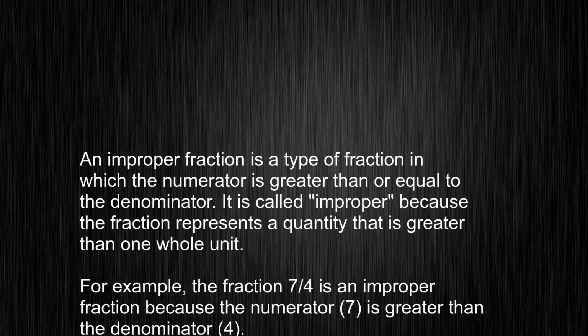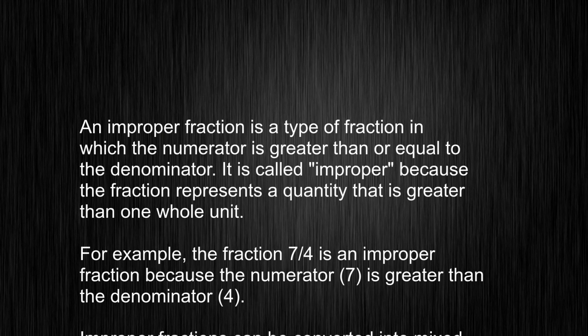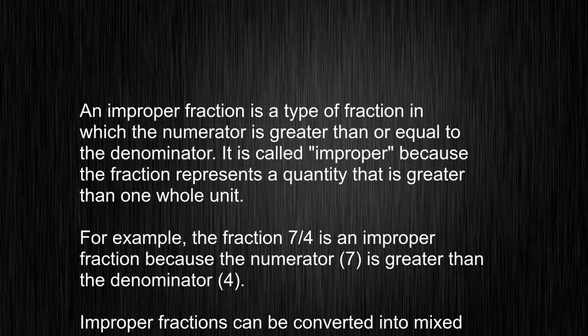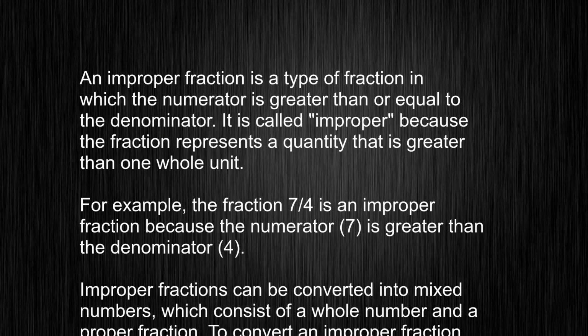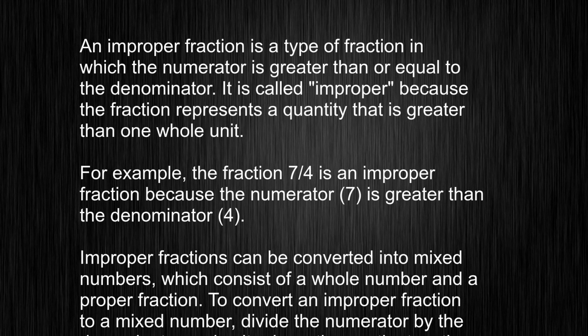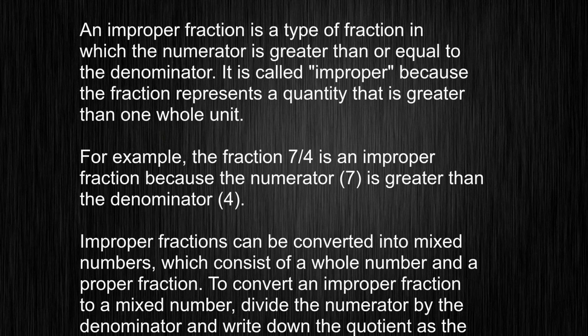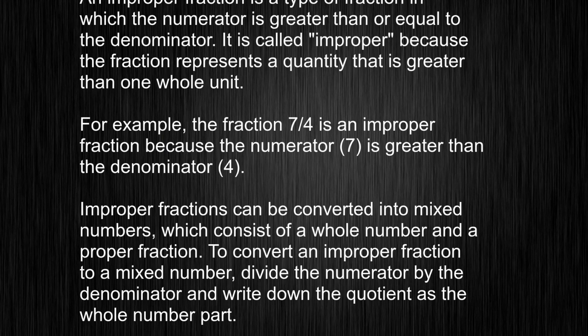An improper fraction is a type of fraction in which the numerator is greater than or equal to the denominator. It is called improper because the fraction represents a quantity that is greater than one whole unit. For example, the fraction 7/4 is an improper fraction because the numerator, 7, is greater than the denominator, 4.